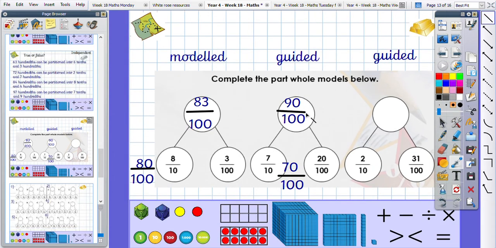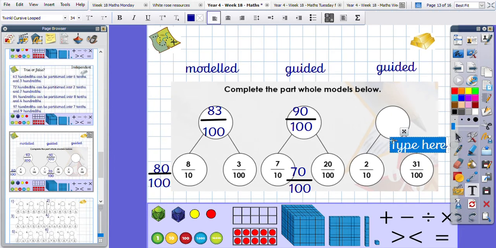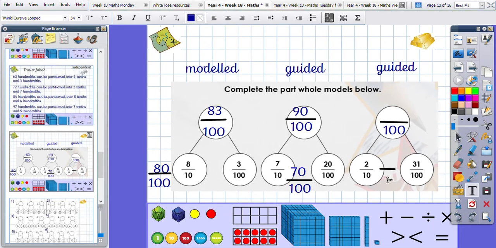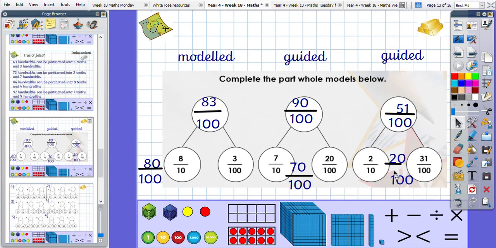So now thinking about what we've done with our steps, have a go at this last one yourself. Okay then, so you should have worked out that 2/10 is the same as 20 hundredths, and 20 plus 31 hundredths is 51 hundredths. So your answer is 51 hundredths.